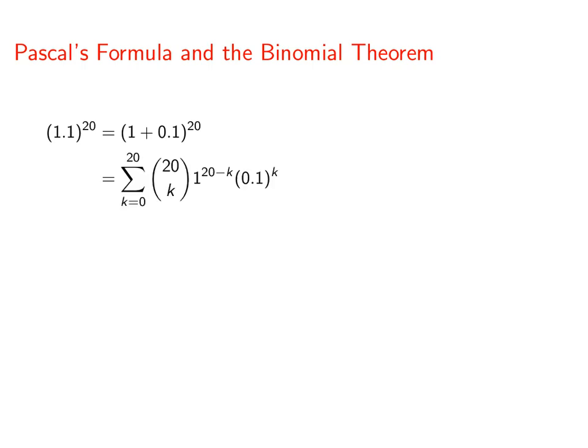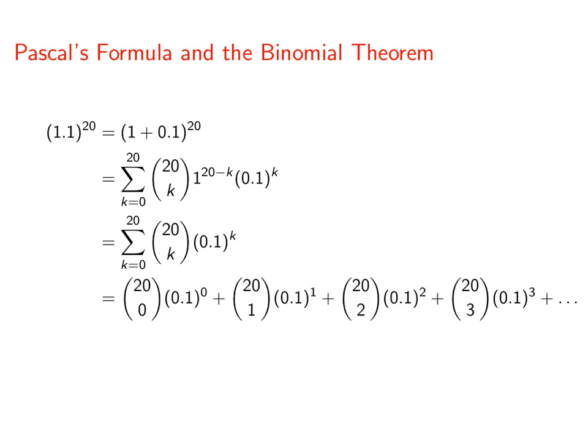According to the binomial theorem, where a is 1 and b is 0.1, this expression is equal to the sum where k goes from 0 to 20 of 20 choose k times 1 to the 20 minus k times 0.1 to the k. You can use the binomial theorem because a and b don't have to be letters, they can still be numbers. In fact, in the statement of the binomial theorem, a and b are supposed to be complex numbers. This expression here, 1 to the 20 minus k, is just 1, so we can drop it.